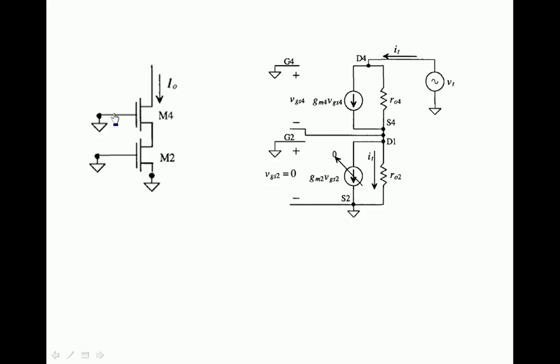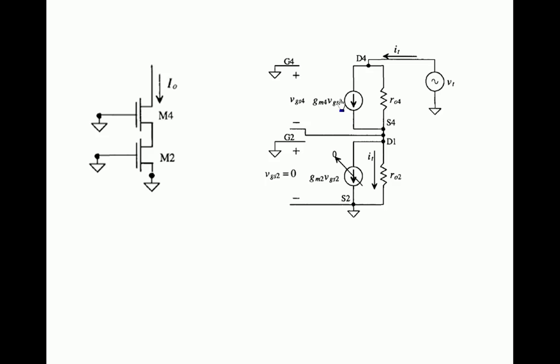For VGS4, even though the gate is at ground, the source is not at ground for the M4 transistor, so VGS4 exists. So we cannot eliminate this current source. We should consider this current source for M4. From this equivalent circuit, you have to calculate the output impedance, that is the ratio of VT by IT.